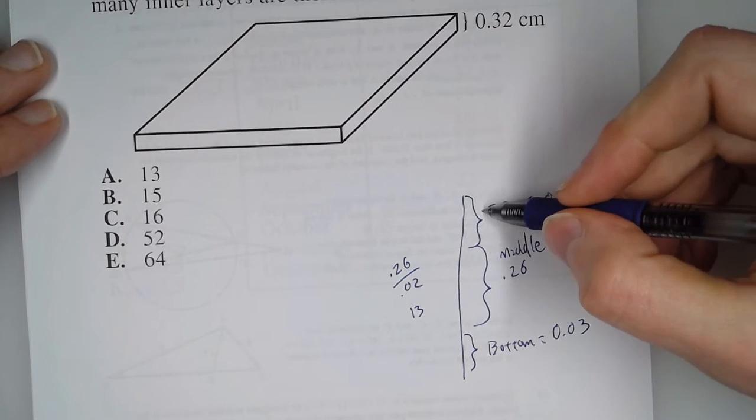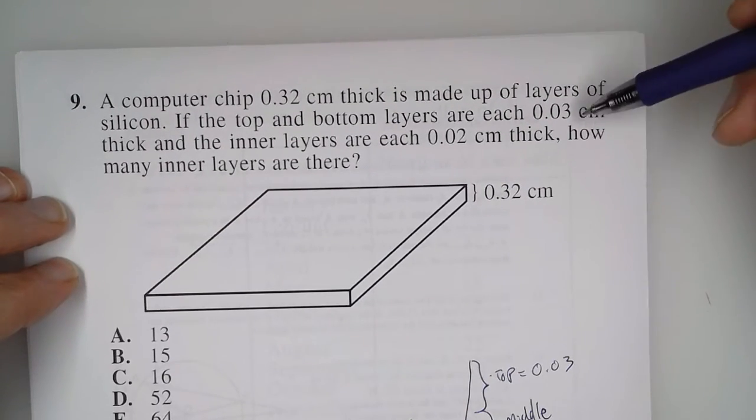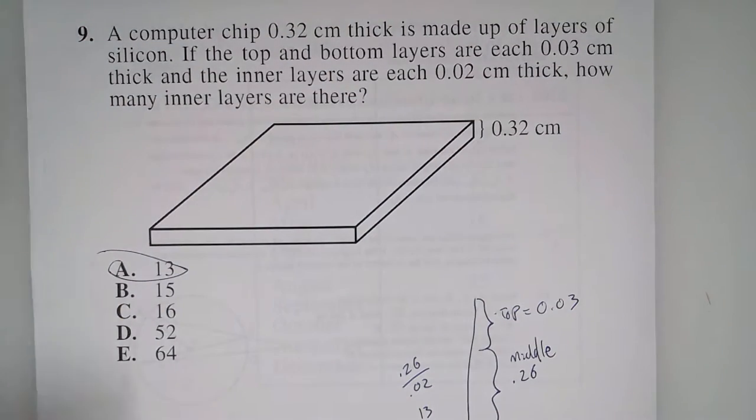And then you have the top and the bottom. Now you have to read the question very carefully. How many inner layers are there? So that means we want 13.